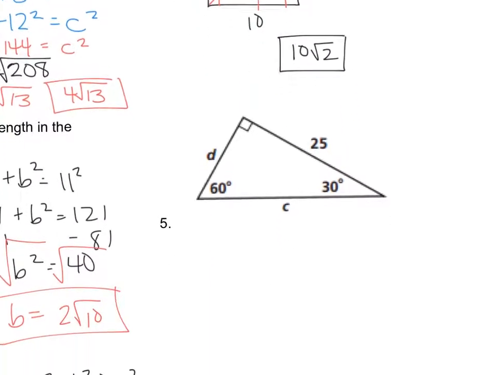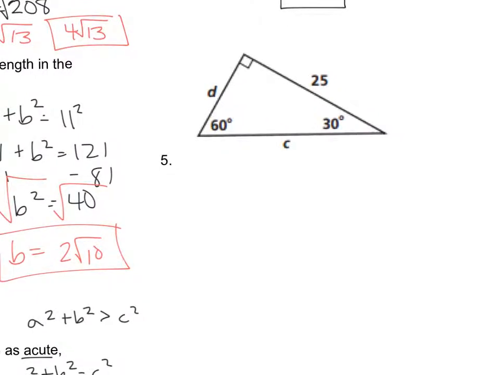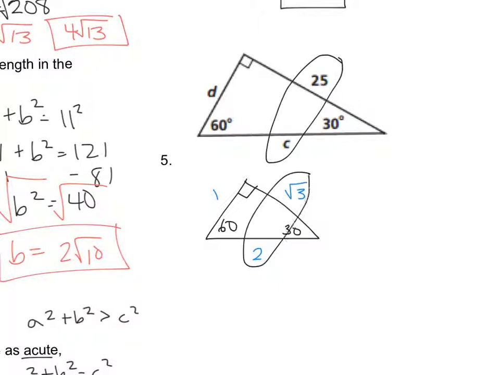And then number 5, you have a 30, 60, 90. So I'm going to draw a 30, 60, 90. And I'm going to label the ratios. 1, 2, root 3. So if I'm trying to find what C is, I'm going to do this proportion. 25 is to C as root 3 is to 2. Cross multiply. 50 equals C root 3. Solve for C. Divide by root 3, divide by root 3.